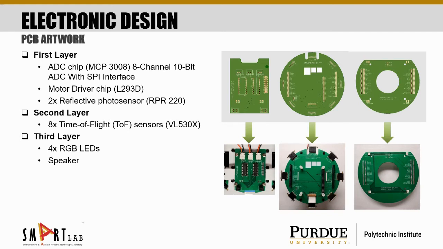The electronic components are divided into 3 PCB layers. The first layer has an analog diode converter chip, line sensors, and motor driver. The second layer has TOF sensors and a mount for a Raspberry Pi. The third layer has RGB LEDs. It also has a placeholder to utilize additional pins in which users can add a customized shield or expansion board.